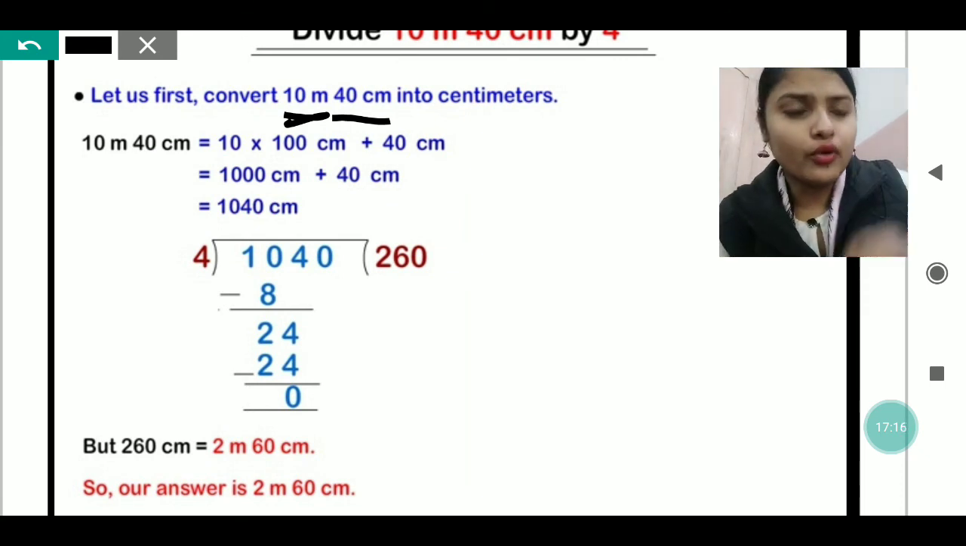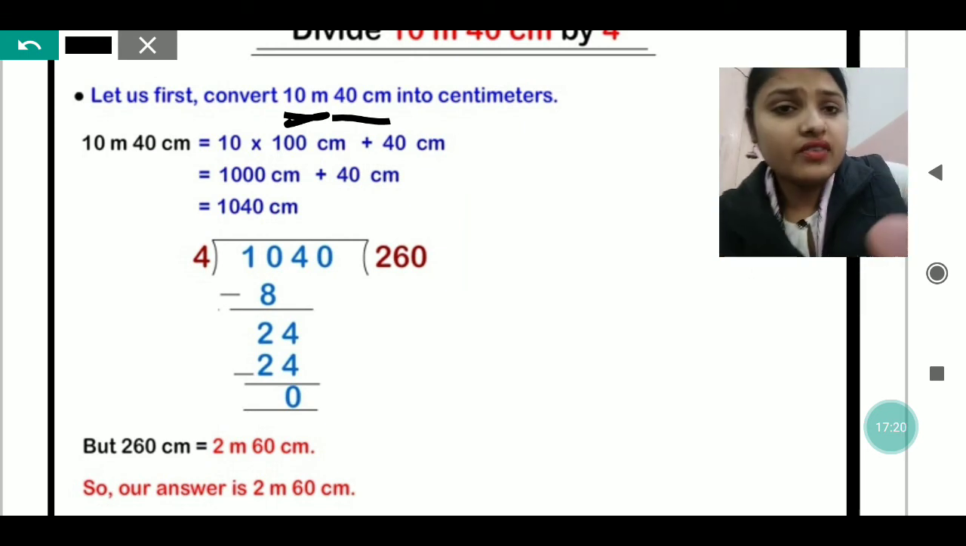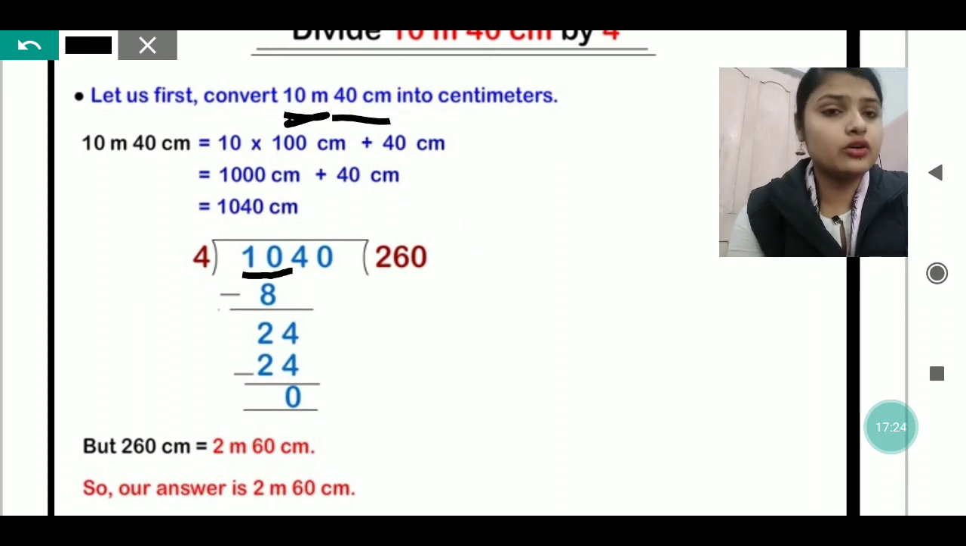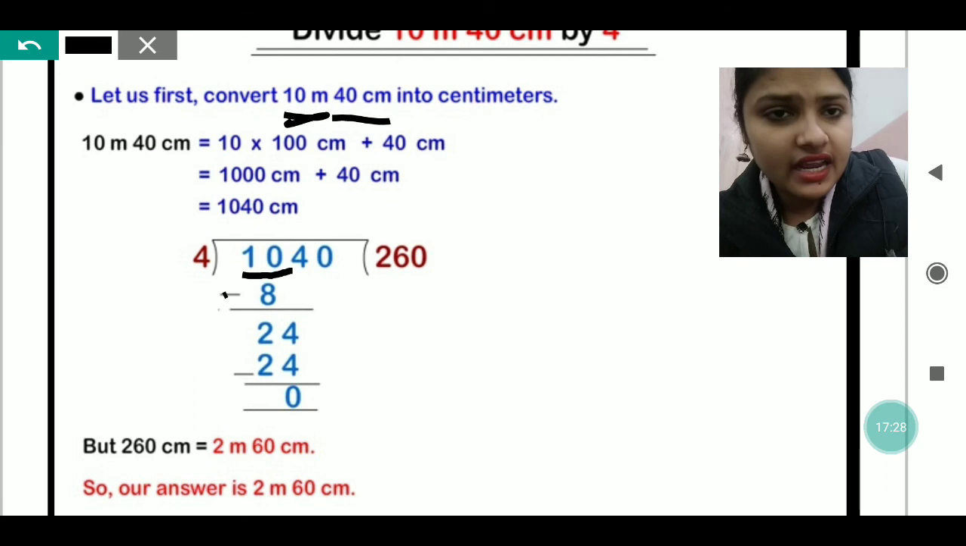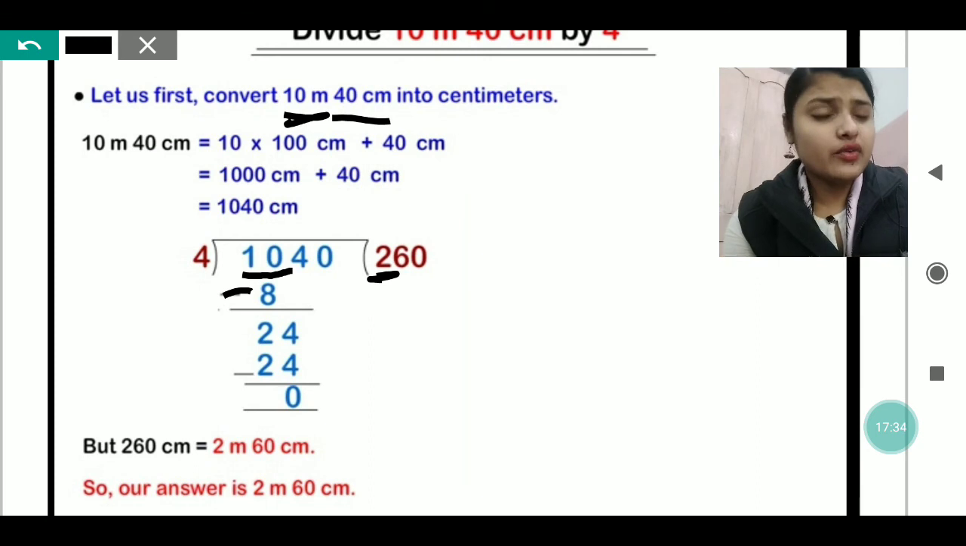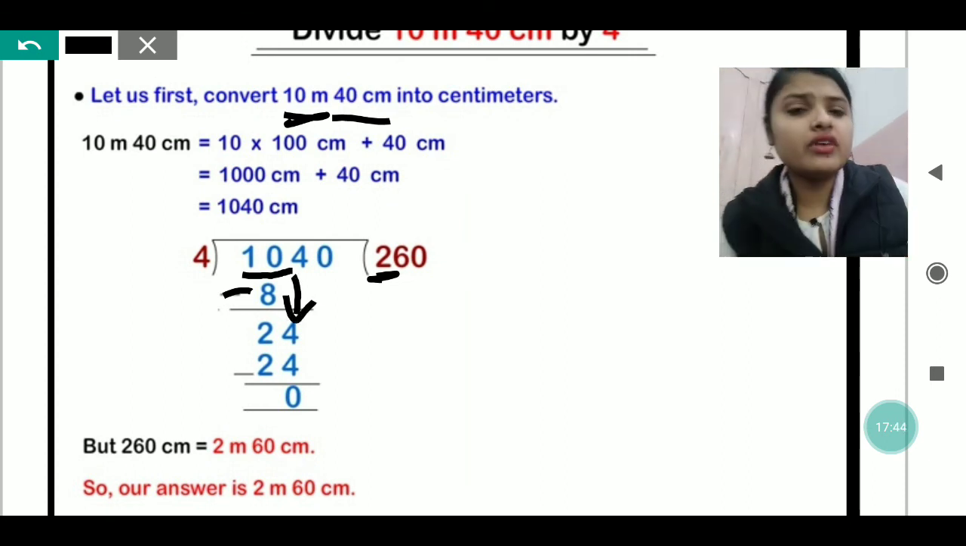In the table of 4, is 1 coming? No, it is not coming, so 1 is not divisible. But if we take 10 together, then 10 is divisible. Okay, in the table of 4, in 2 times we are getting 8. So we can write 8 just below 10, and we can write 2 in the quotient. After that, when you subtract 10 minus 8, you will get 2. And then 2 is not divisible by 4. We cannot divide. So we will take another digit down, that is 4. Okay. So 4 we have taken down.